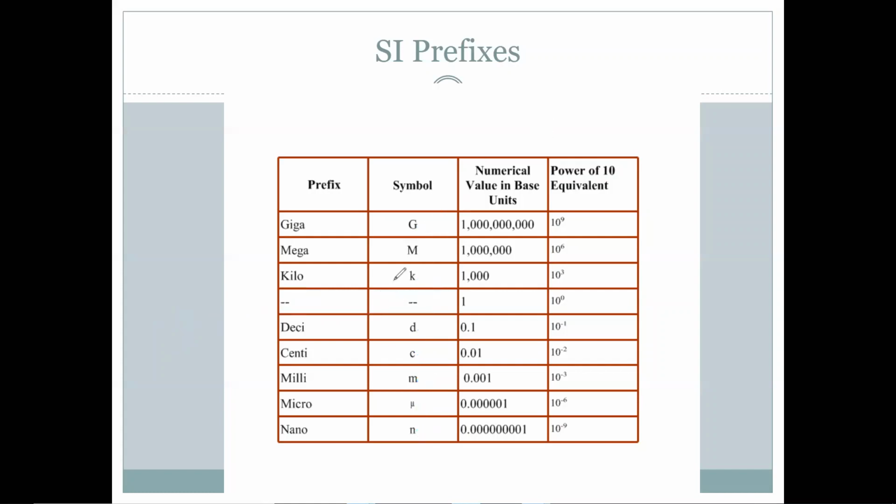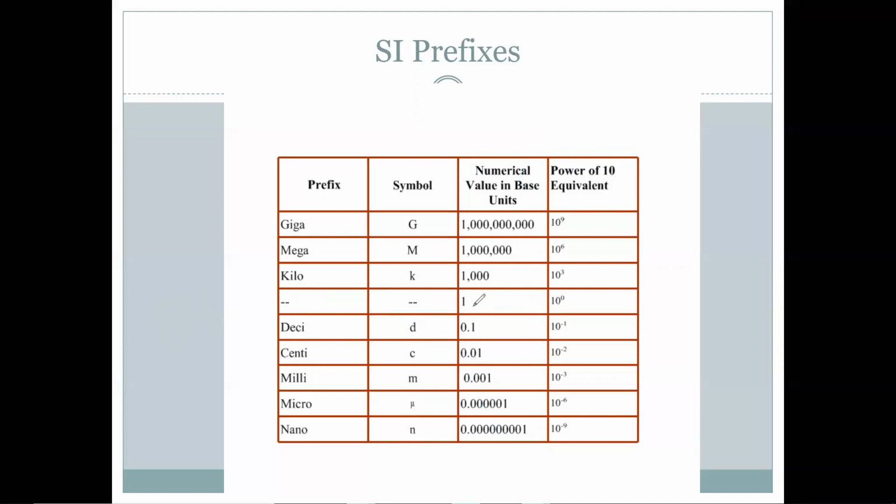Now, let's say that we were talking about liters here. Then it becomes kiloliters, deciliters, centiliters, milliliters, etc. I just need you to know that using this chart. Now, this entire column over here is very, very important to you because it's going to allow you to do conversions.